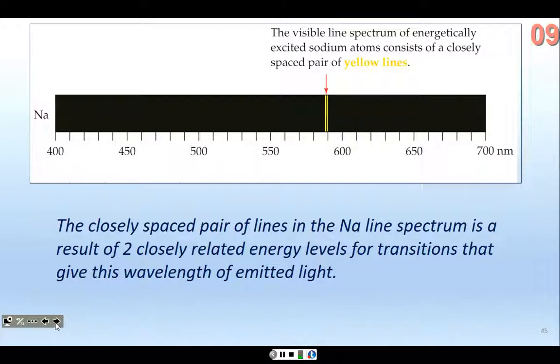So the evidence for this is in part reflected in these closely spaced pairs of lines that were observed for the sodium line spectrum. There are 2 electrons with closely related energy levels for transitions that give this wavelength of emitted light. And I pointed this out earlier, I believe. And so if you were astute, you saw that there were 2 lines there, closely spaced because of their energetic similarity. They're very energetically close as well.